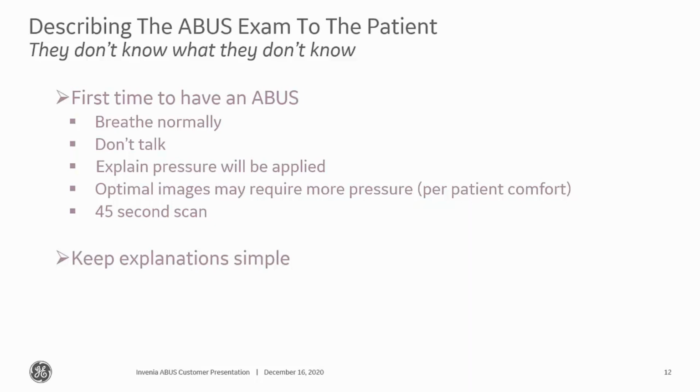Keep your explanation simple as far as why we're doing the exam. We like to talk about the snowball in a snowstorm reference, simply by saying that dense tissue shows up white on a mammogram, and so does a breast cancer. Breast cancer looks differently on ultrasound. So you can go into more depth, but just keep it simple.